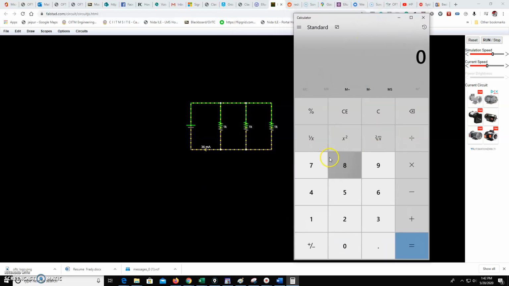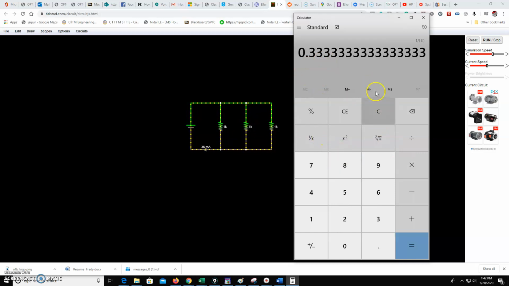We got a 1K in parallel with a 1K in parallel with a 1K, so we're going to use the reciprocal formula. So we're going to say 1 reciprocal plus 1. Let me restart that. 1 reciprocal plus 1 reciprocal plus 1 reciprocal equals 3. And we knew that because reciprocal of 1 is 1. And then we're going to reciprocate that. 0.333 is our total resistance.